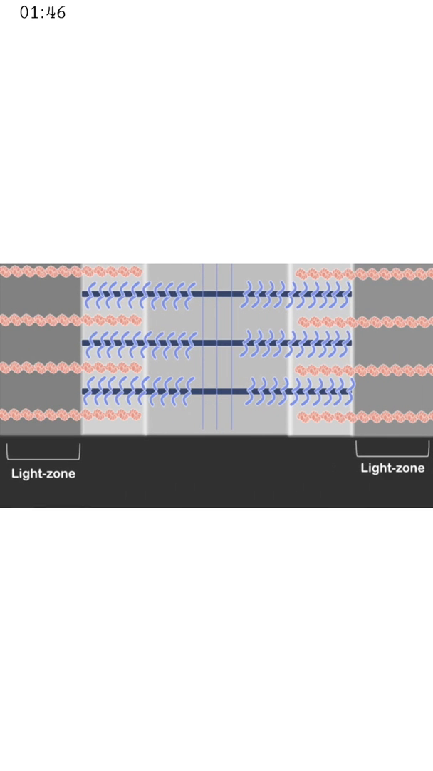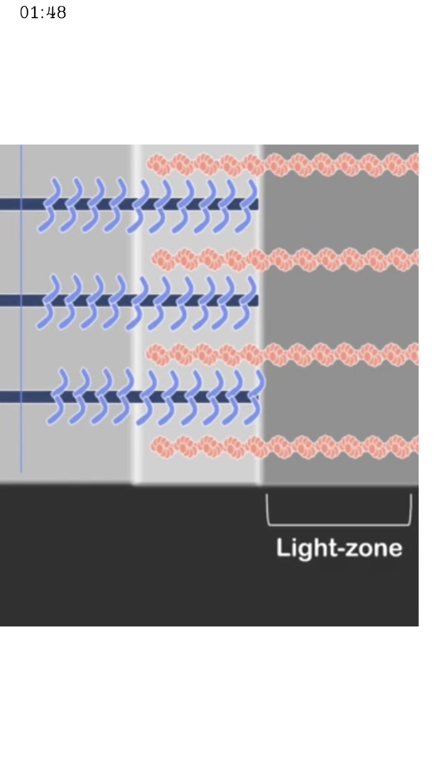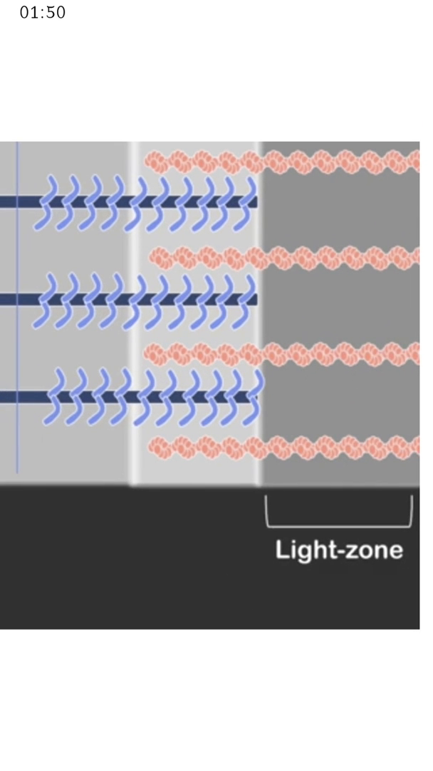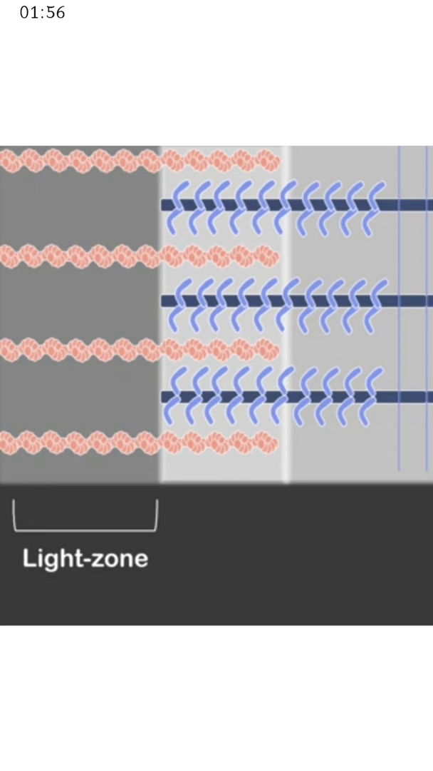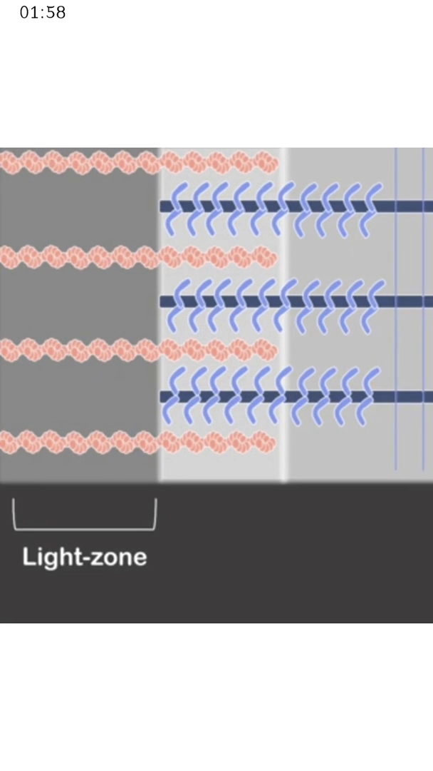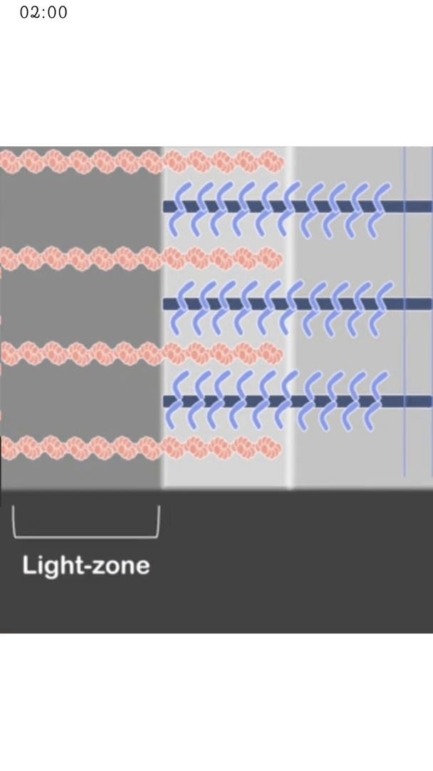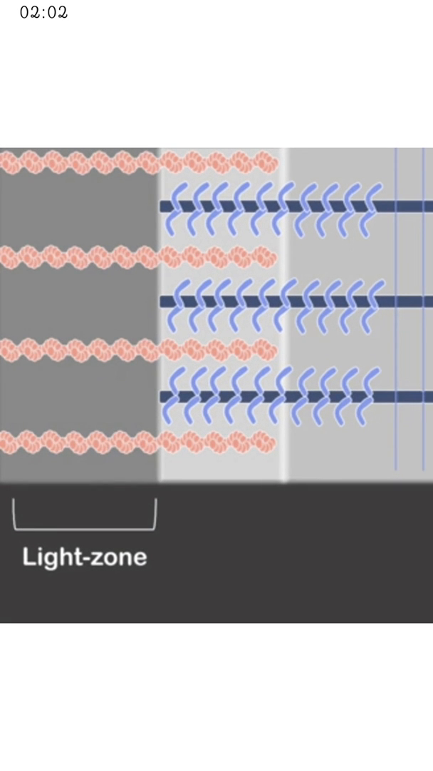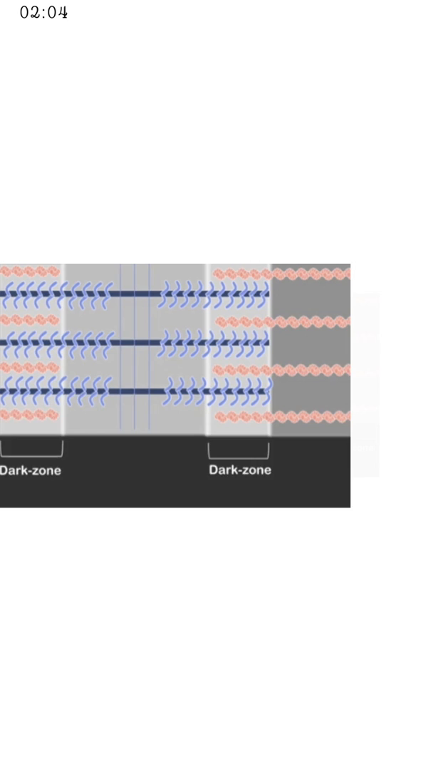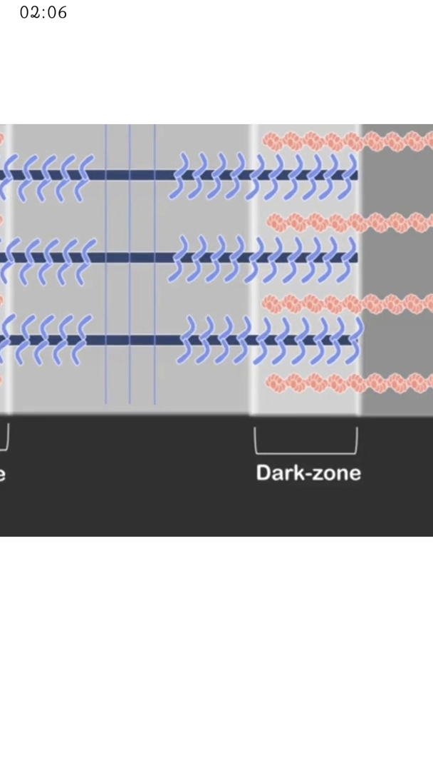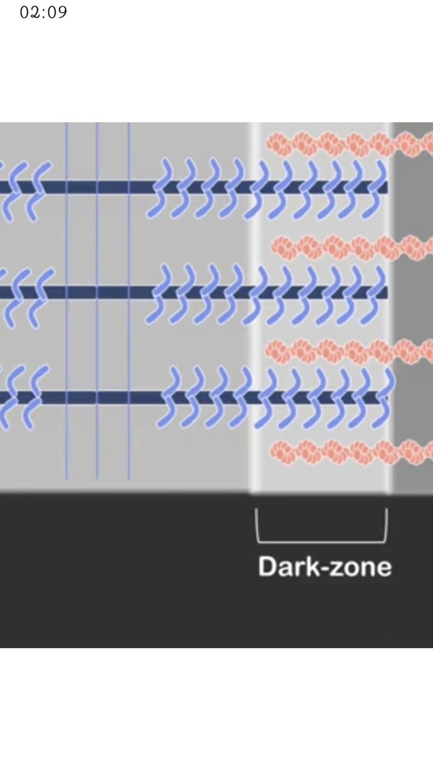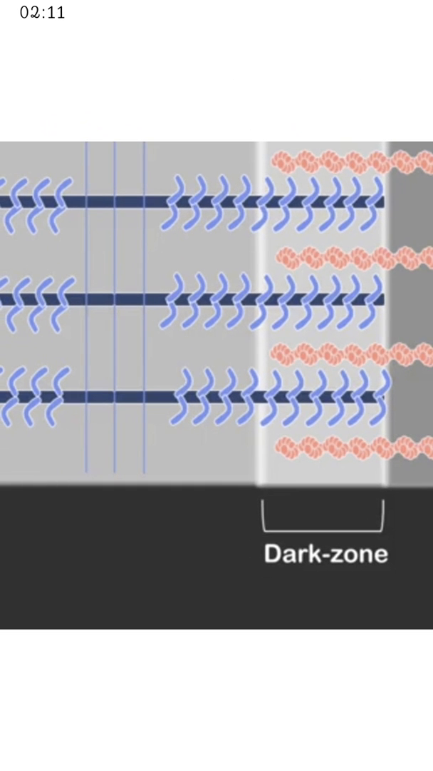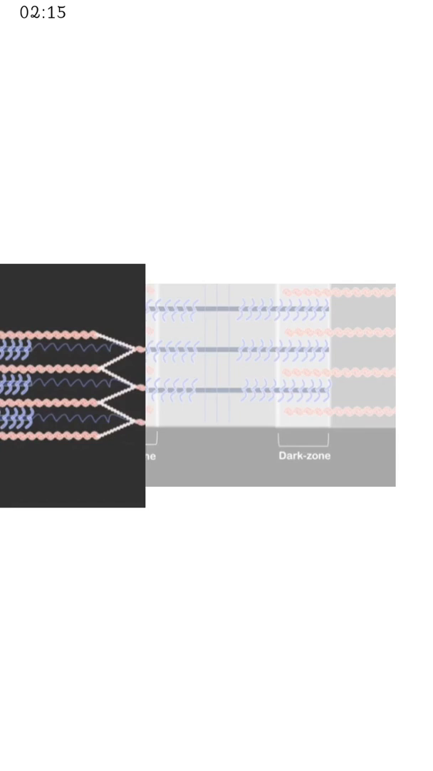Here is a view of the light zone. As you can see, we meet only the actin filament. Equally, on the other side of the sarcomere, only the actin filament is found in the light zone. In the dark zone, we meet both the actin and the myosin filament. Where we meet only the myosin filament, it is not called the dark zone.